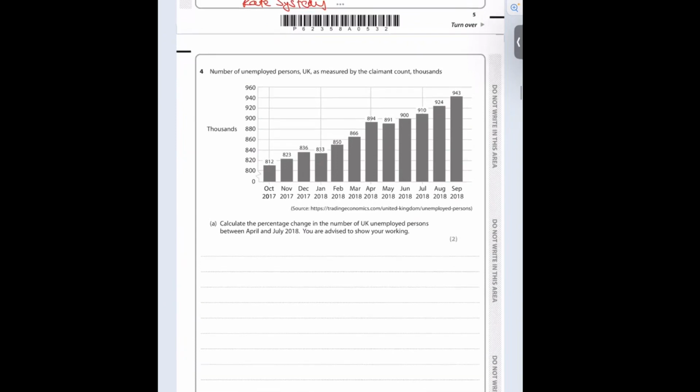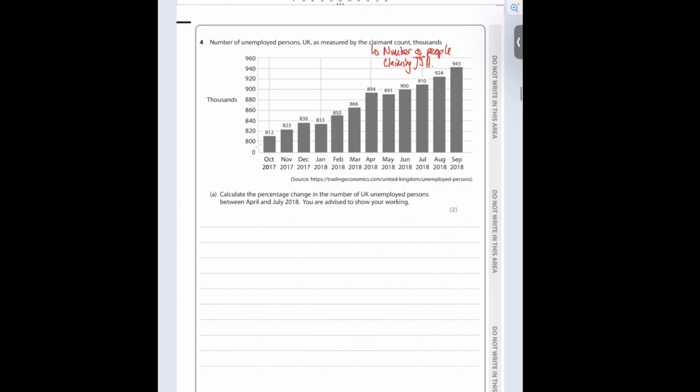Okay, number of unemployed persons UK as measured by the claimant count, thousands. Fine. Claimant count is one way of measuring unemployment. It's the number of people claiming Jobseeker's Allowance. Jobseeker's Allowance is a type of unemployment benefit in the UK. Now it's all rolled into Universal Credit, but it's one thing that you need to know about. It's the definition that they asked for.